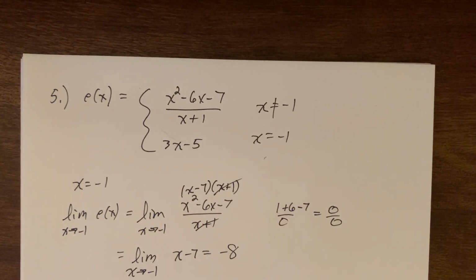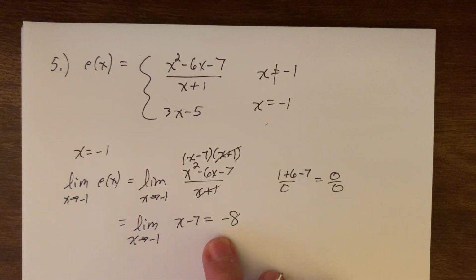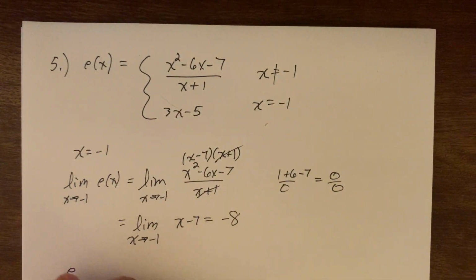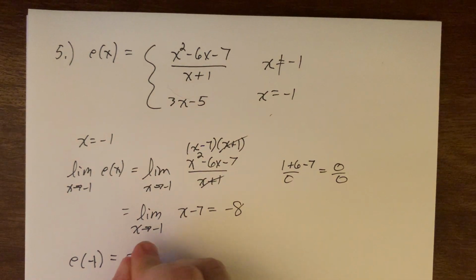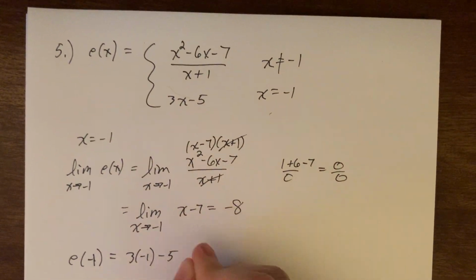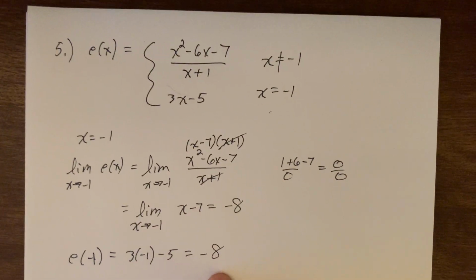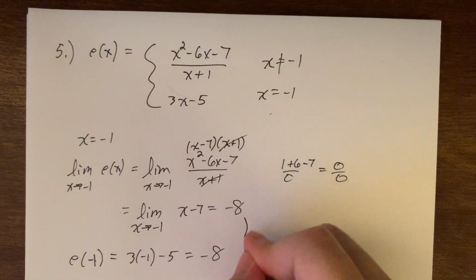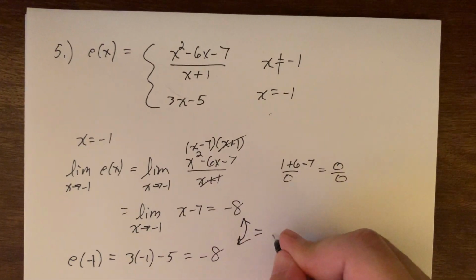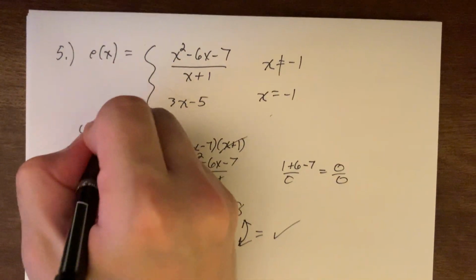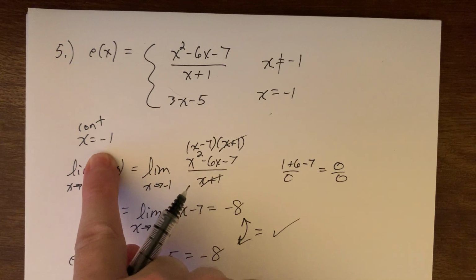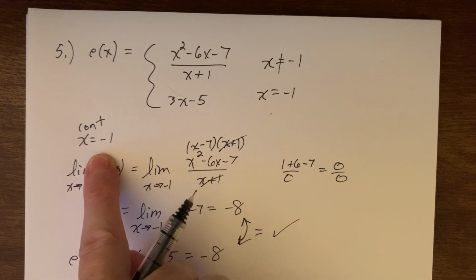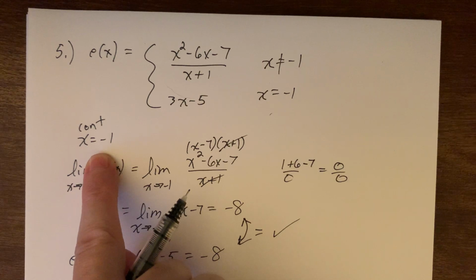So I passed step 1. I have a limit value. Well, step 2, what happens when I go directly to -1? Now I need this piece. So I'll get 3 times -1 minus 5. Hey, that also equals -8. And these two equal each other. So this actually was a potential trouble spot, but it ended up being a point of continuity, and that was my only potential trouble spot.